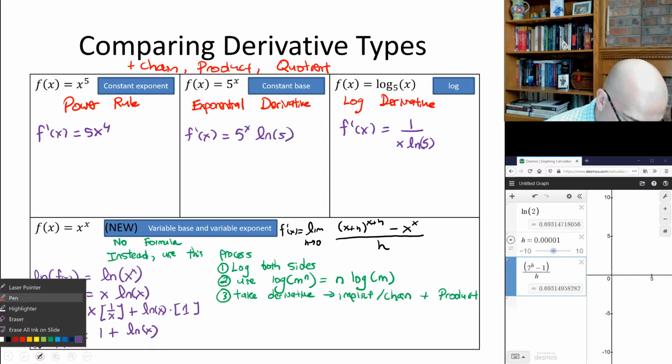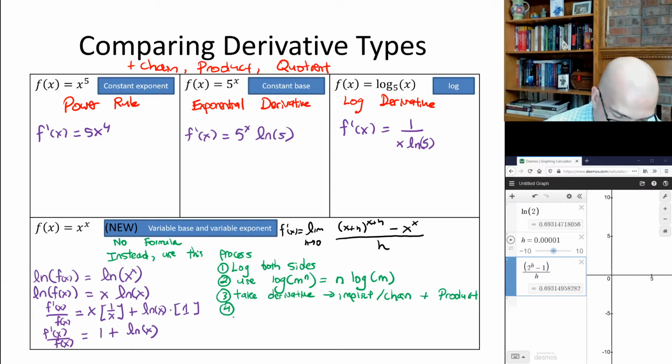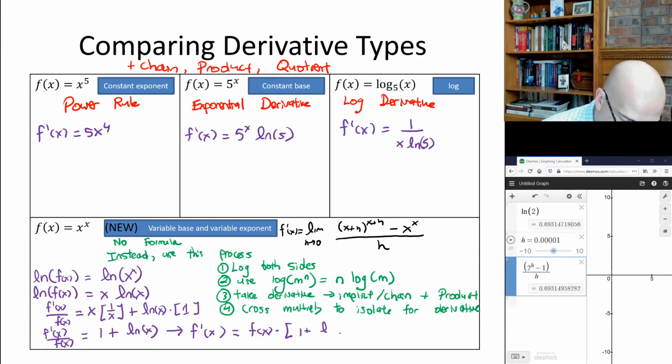Now step 4, cross multiply to isolate for the derivative. So I'm going to cross multiply. f prime of x is f of x multiplied by 1 plus the ln of x.